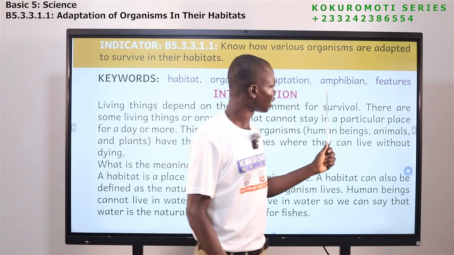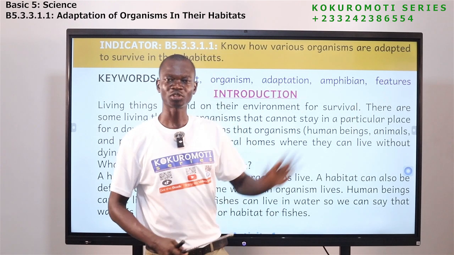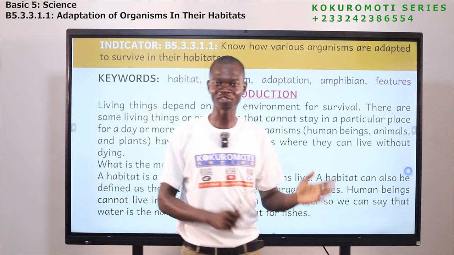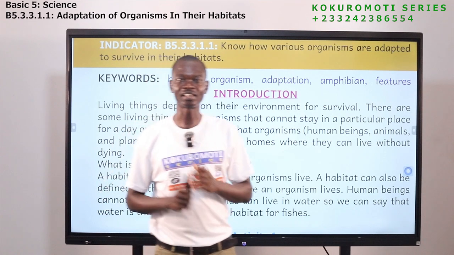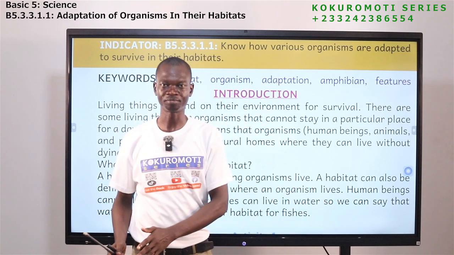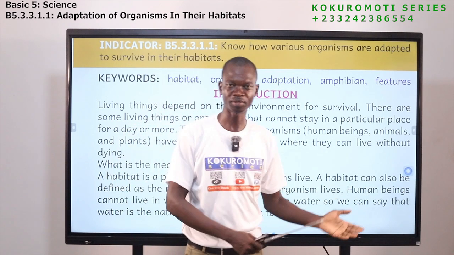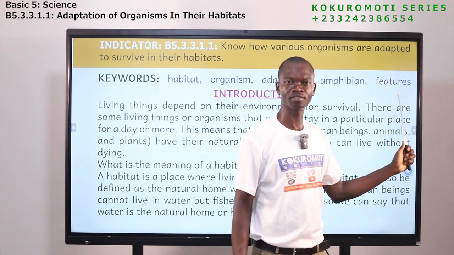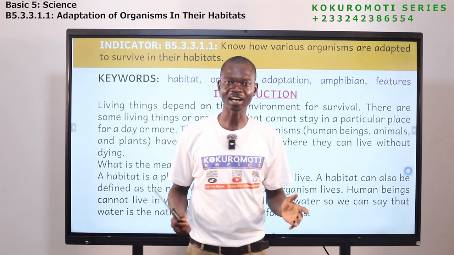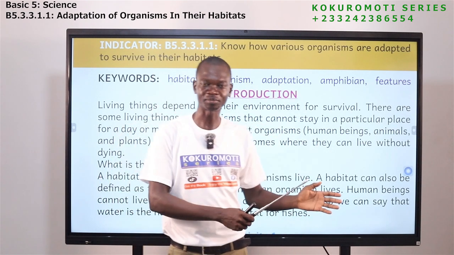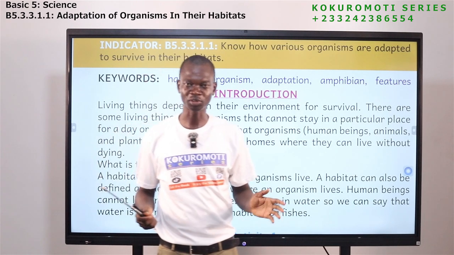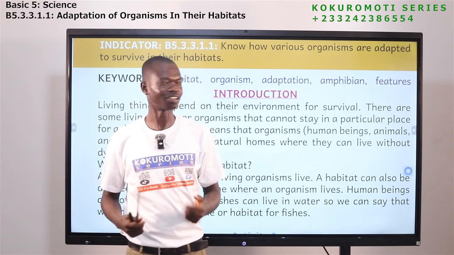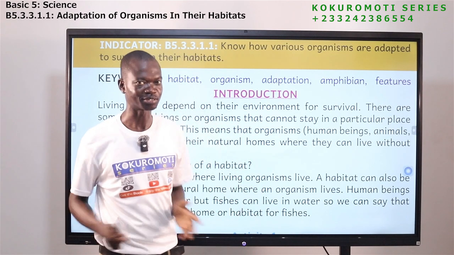The next word is amphibian. I've taught you this before when you were in class 3. Okay, maybe you have forgotten. An amphibian is an animal that can live on land and in water. An example is the frog. A frog is an amphibian. It can live on land and can also live in water. The next word is features. Features are the physical things that you can see about an organism, the characteristics and attributes, what makes something different. All organisms have their features.